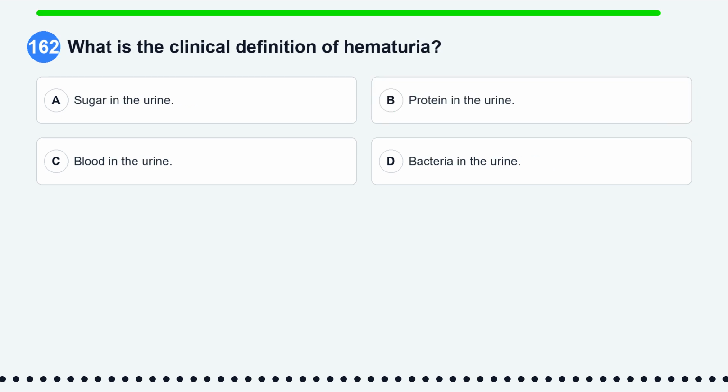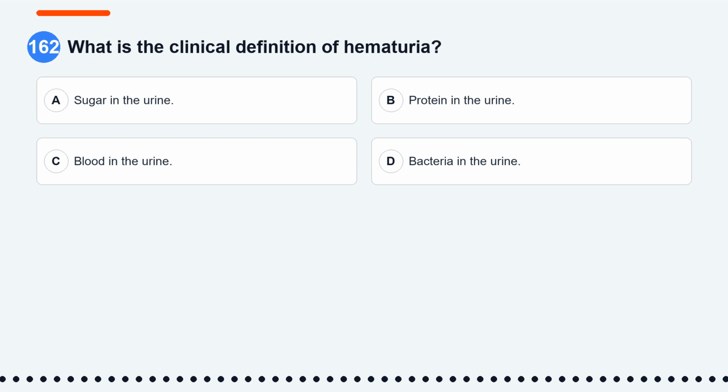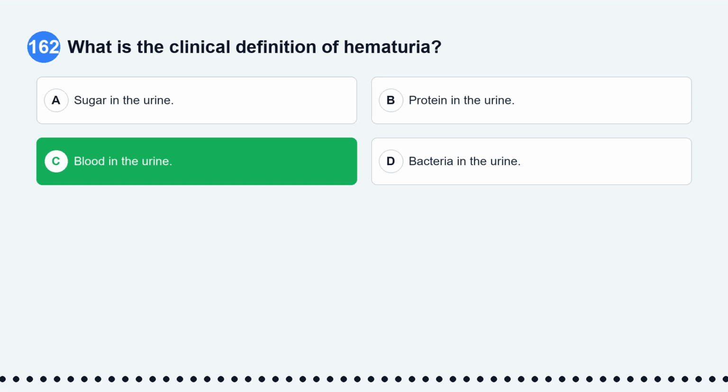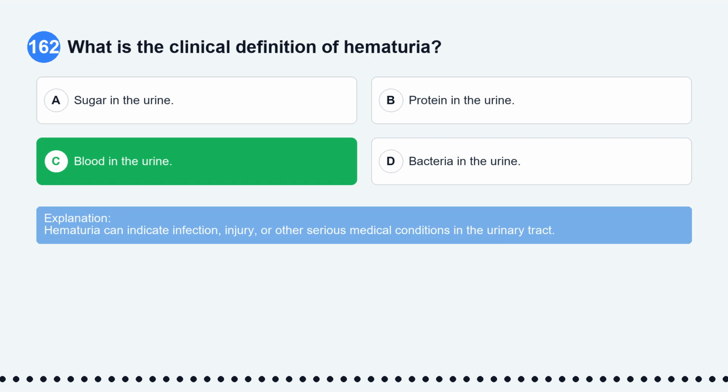Question 162. What is the clinical definition of hematuria? Option A. Sugar in the urine. Option B. Protein in the urine. Option C. Blood in the urine. Option D. Bacteria in the urine. The correct answer is option C. Blood in the urine. Hematuria can indicate infection, injury, or other serious medical conditions in the urinary tract.